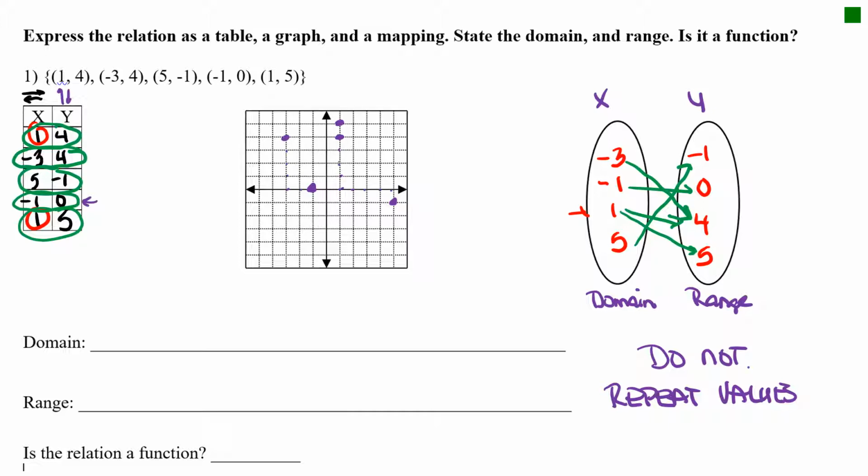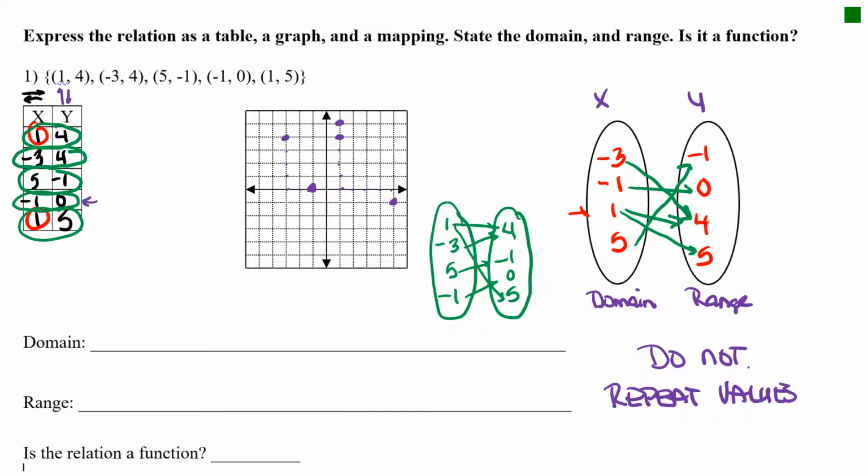Be careful though. So again, this is kind of a teacher preference if they want the numbers in numerical order. If they don't, I'm going to put some more little Twinkies right over here. You could just list 1, then -3, then 5, then -1. You could list 4, -1, 0, 5. Then you could say 1 maps to 4, -3 maps to 4, 5 to -1, -1 to 0, and 1 to 5. Okay? Either way.